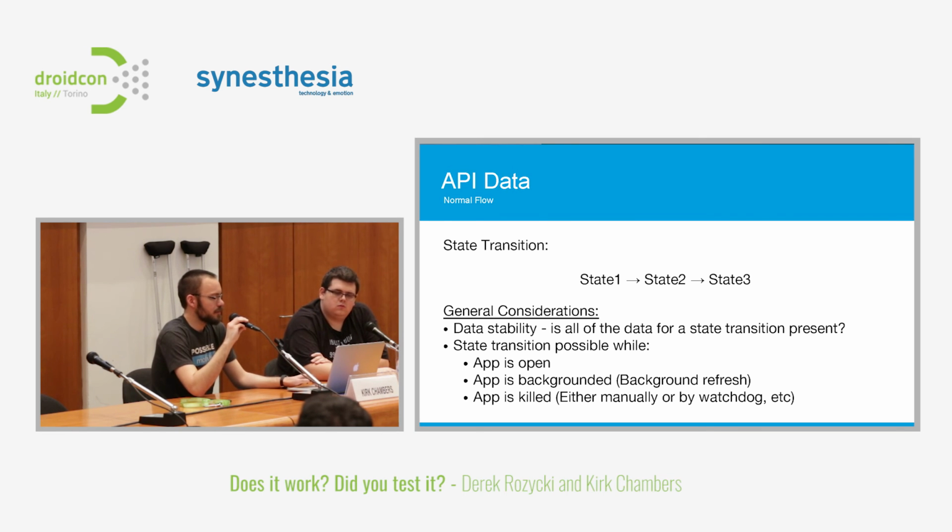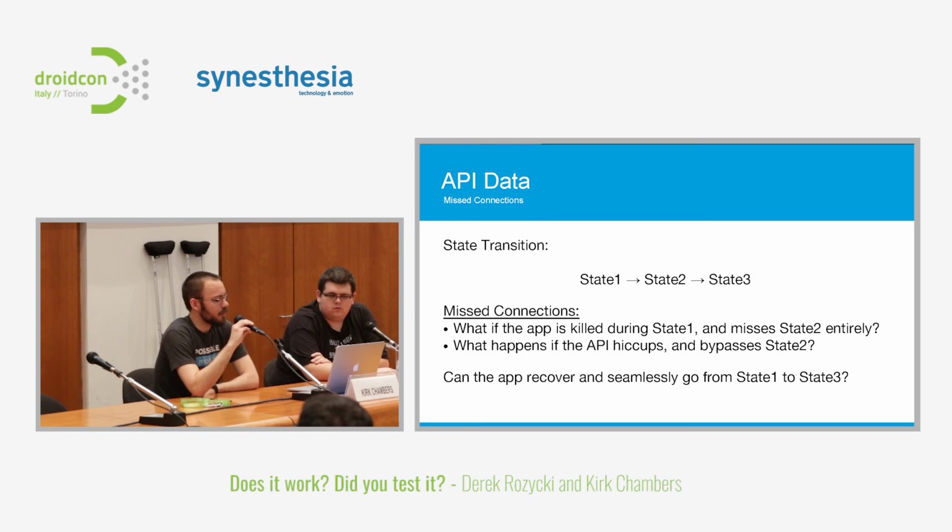Other things are these state transitions. They can happen while the app's open, obviously, if I'm using it. But it can happen if the app is in the background, or it can happen if the app is killed. If I order something on Amazon and kill the app and then get a delivery box, I should expect to see an order confirmation sitting somewhere in the app, not the app freaking out and crashing on me.